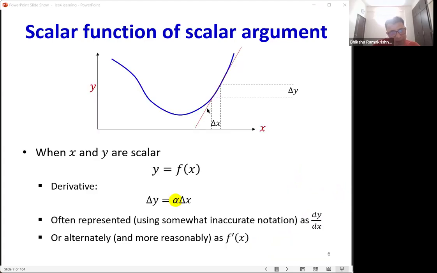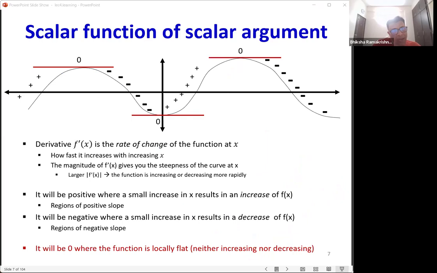So for scalar functions of scalar arguments, it's easy. Let me just draw this plot. Suppose I have some function and I am computing the derivative at x, and there's a corresponding y. If the derivative alpha is greater than 0, then if I increase x by a little bit, what will happen to y? Will it increase or decrease? It's going to increase, right? If alpha is less than 0, then if I increase x by a little bit, what will happen to y? Increase or decrease? Decrease.